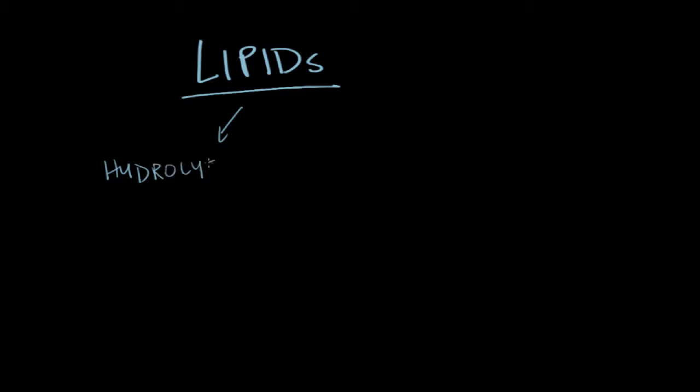Alright, so in a previous video I introduced the class of biological molecules called lipids. And I broke lipids down into two main categories. We have hydrolyzable lipids, and then not hydrolyzable. Essentially what this means is these lipids can be broken down into smaller sections, and these non-hydrolyzable lipids cannot be broken down into smaller sections.